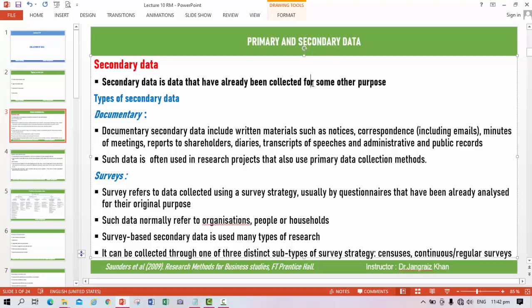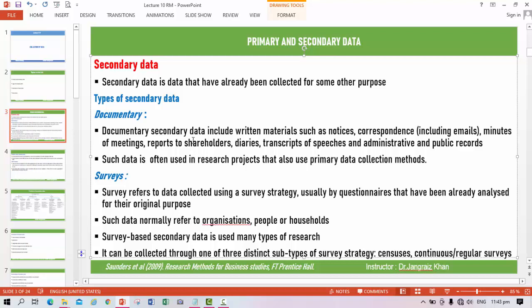Similarly, we have the Economic Survey of Pakistan, which is prepared by the Finance Division for knowing the economic conditions of the country and to evaluate the one year performance of the government. Their data becomes secondary when it is used for research purpose or for carrying out some projects.